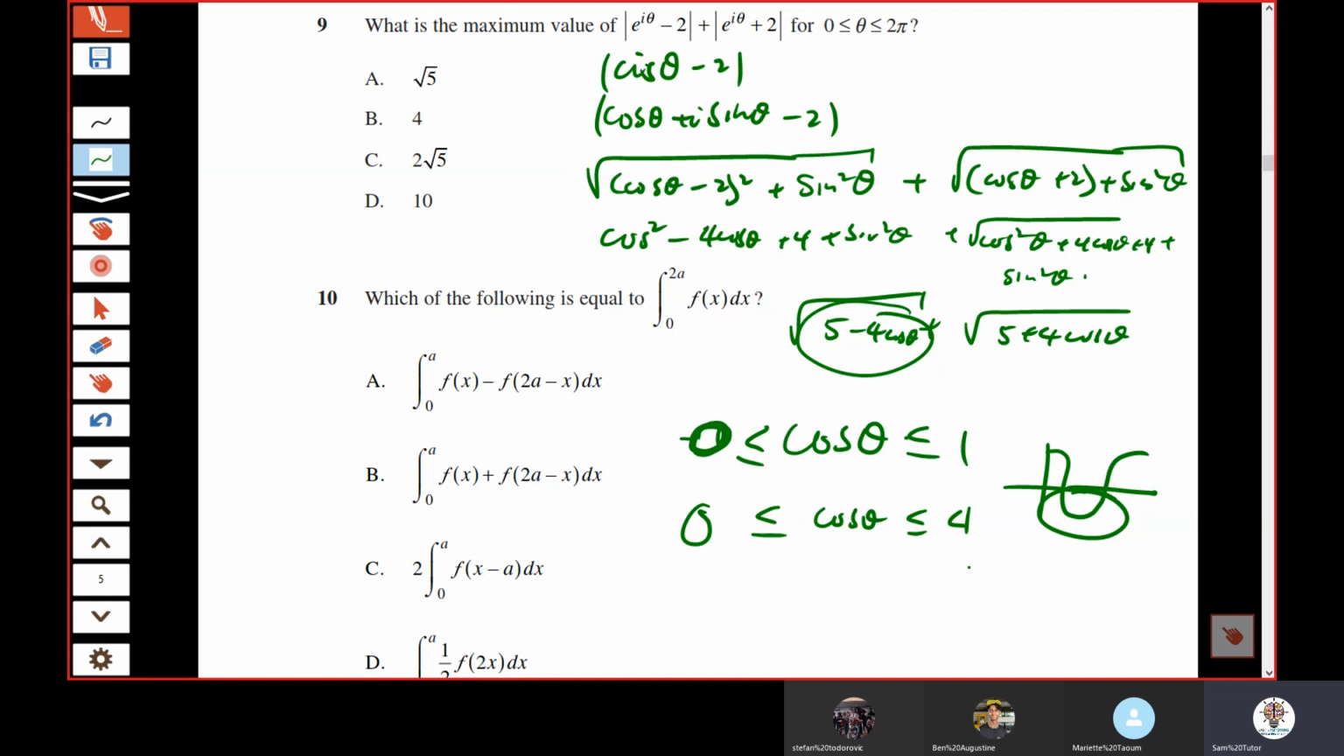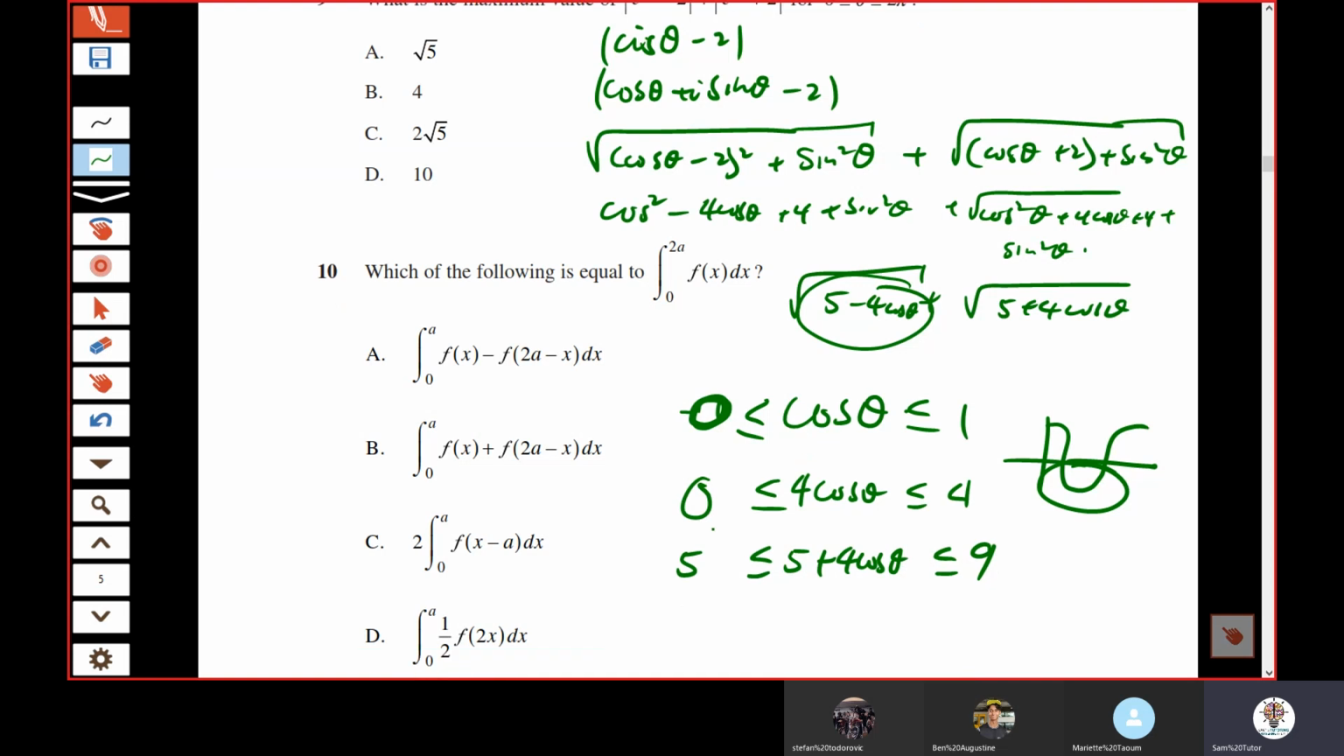Minus 4, plus 5. 5 is less than or equal to 5 plus 4 cos theta, less than or equal to 9. Getting there. That should have been a negative, right? Because it's going to be minus 4 cos theta. Square root of 5 less than or equal to square root of 5 plus 4 cos theta, less than or equal to 3.